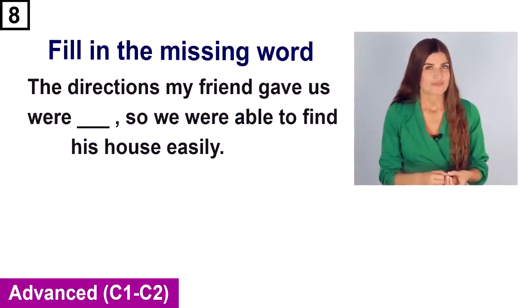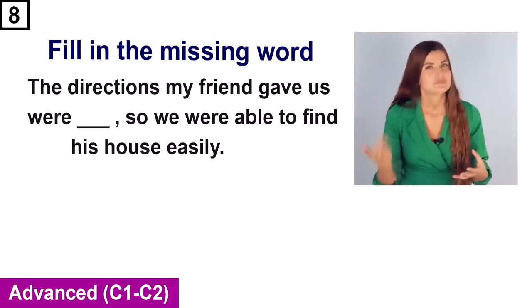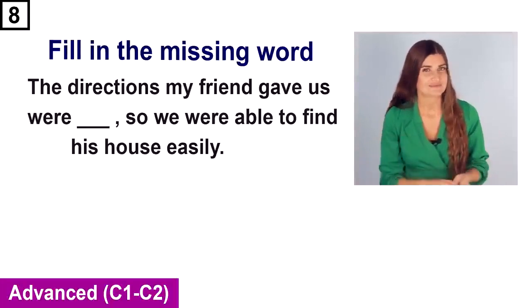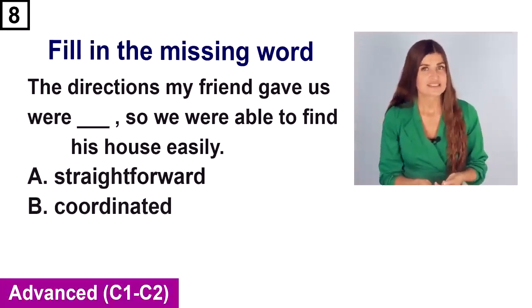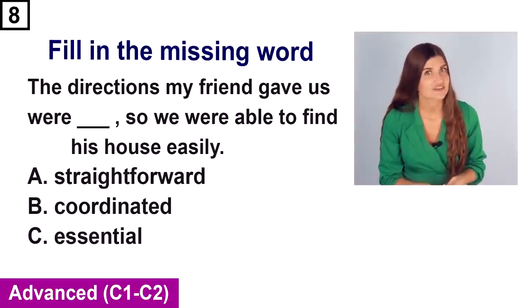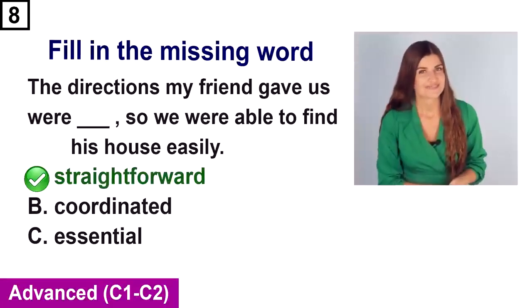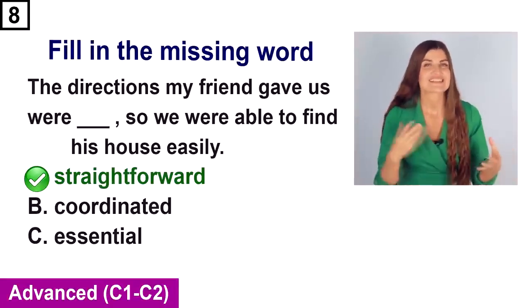The next one. The directions my friend gave us were, so we were able to find his house easily. A. Straightforward. B. Coordinated. C. Essential. Straightforward is the correct answer because in this case this means easy to understand and simple.